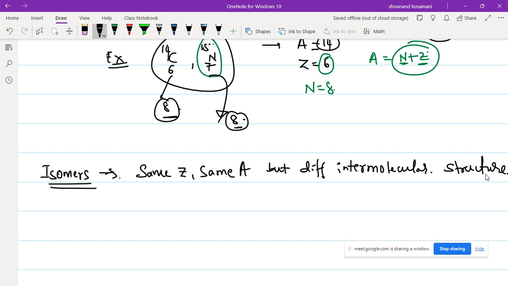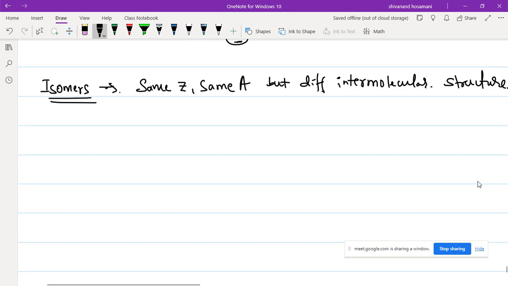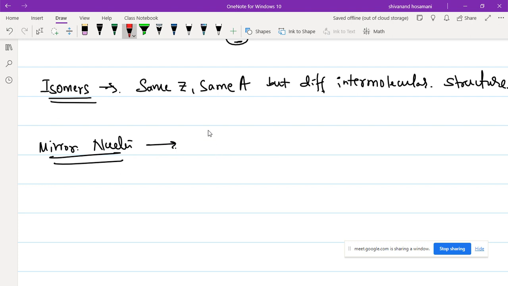Similarly, we define mirror nuclei, right? How do you define mirror nuclei? Mirror nuclei are defined like this: the number of protons and neutrons will be interchanged. So the number of neutrons and protons will be interchanged. These are called mirror nuclei.